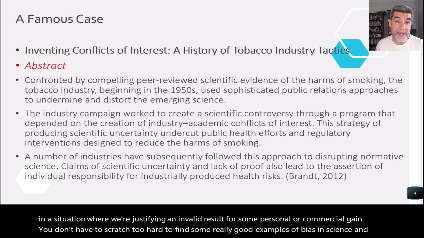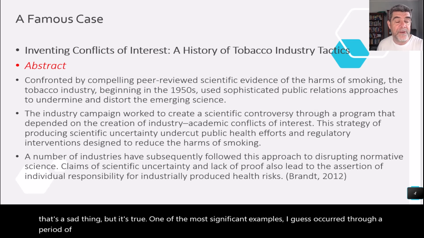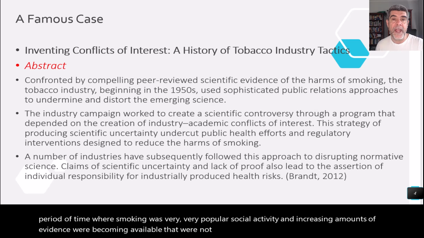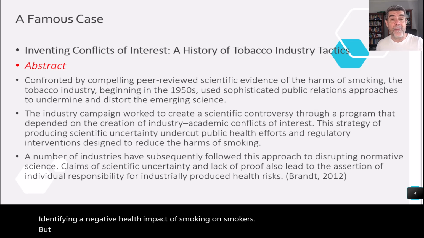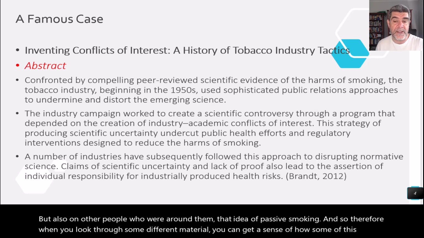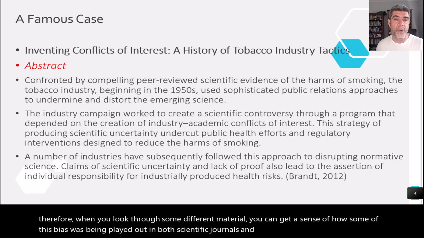You don't have to scratch too hard to find some really good examples of bias in science. And that's a sad thing, but it's true. One of the most significant examples, I guess, occurred through a period of time where smoking was a very, very popular social activity, and increasing amounts of evidence were becoming available that were identifying a negative health impact of smoking not only on smokers, but also on other people who were around them, that idea of passive smoking. And so when you look through some different material, you can get a sense of how some of this bias was being played out in both scientific journals and through, I guess, more broad public discussion.